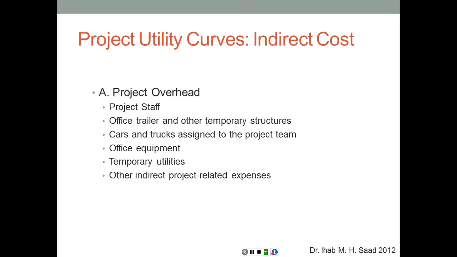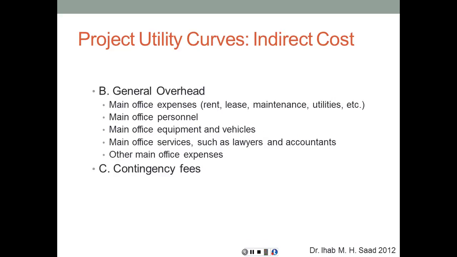Again, the indirect costs, as we have discussed, include overheads, project staff, which are the management staff, office trailer, cars and trucks, office equipment, temporary utilities, etc. In addition to the general overheads from the head office, including main office expenses, rent or lease and maintenance and utilities, main office personnel, central legal department, central estimating department, central purchasing department, CEO of the company, and so on, all of these are considered as head office overheads for the project.